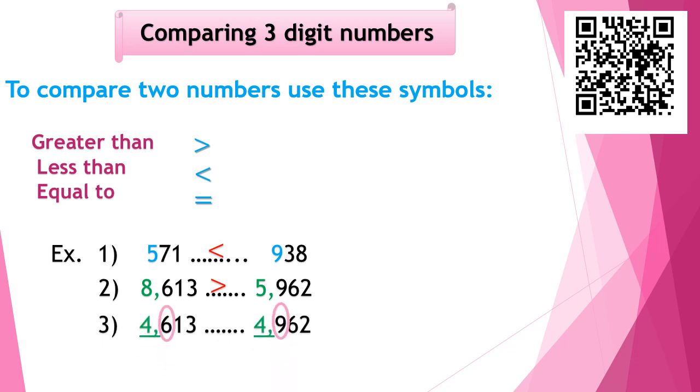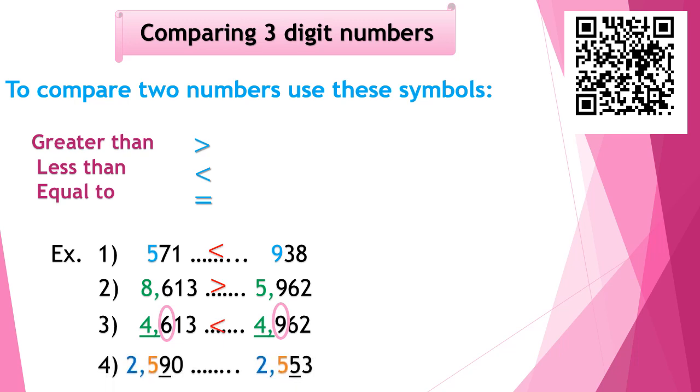Number 3, I have here two 4-digit numbers, but when I compared thousands, they were equal. So we will look at the next place, which is 100. I have here 6, and in the second number, 9. Which is greatest? Sure, 9. So 4968 is the greatest number.